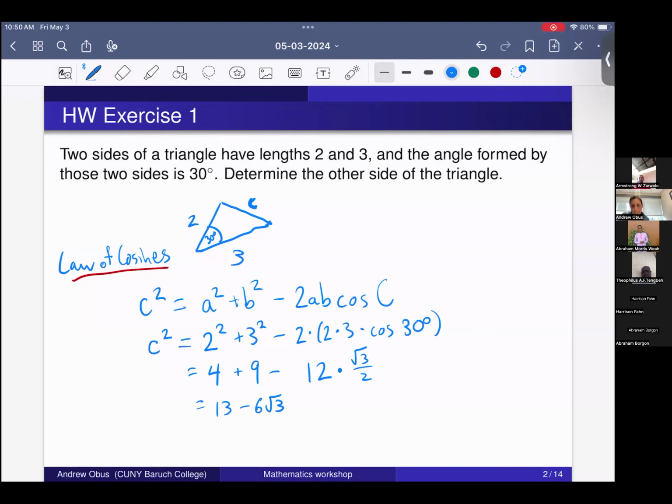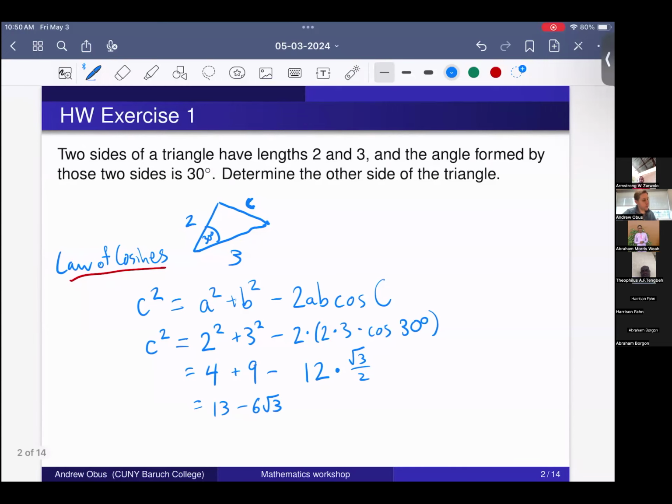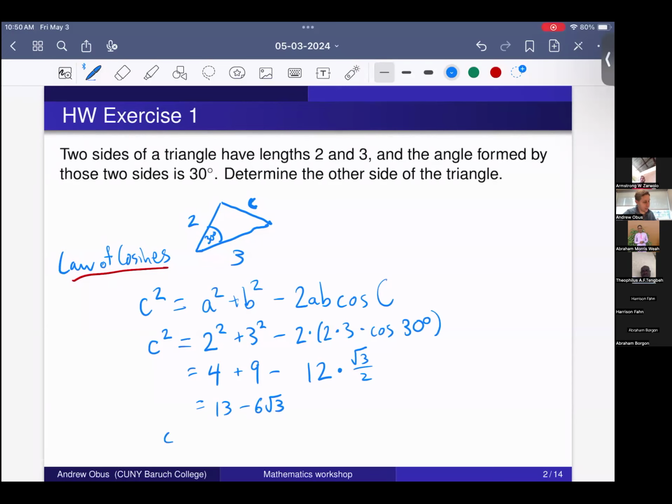But what we need to find is c. In the end, we don't want just c squared, we want c. So to find c, we have to take the square root: the square root of 13 minus 6 square root of 3. And when you get an answer like this, if you have a calculator, you should check to make sure that your answer looks reasonable from the picture. So if I do the square root of 13 minus 6 times square root of 3, that, oh, hello?